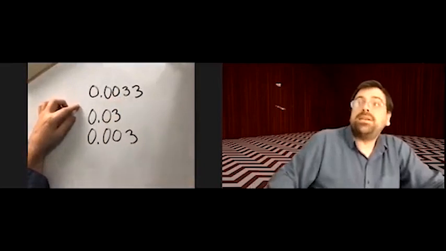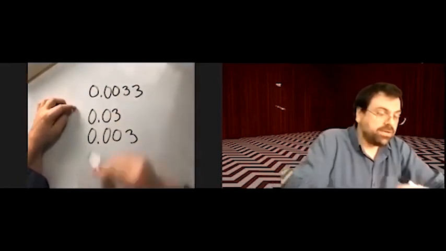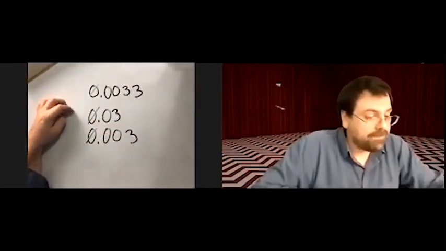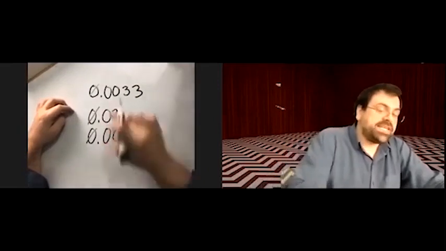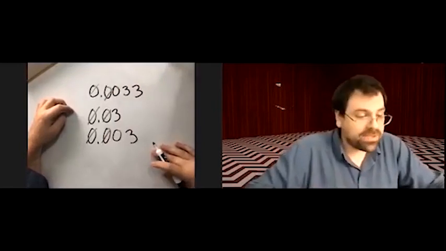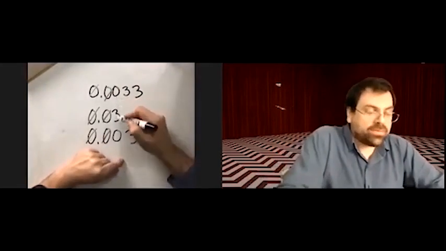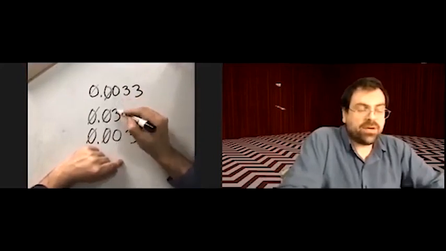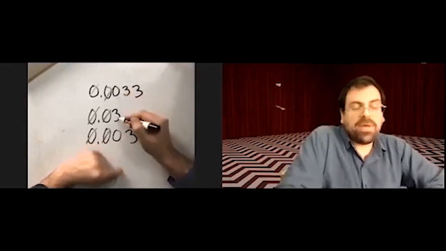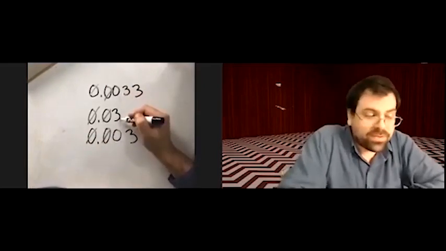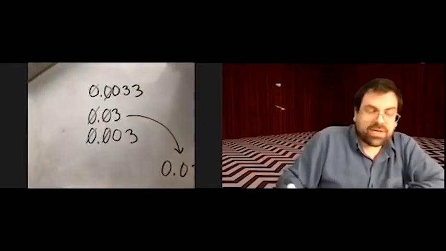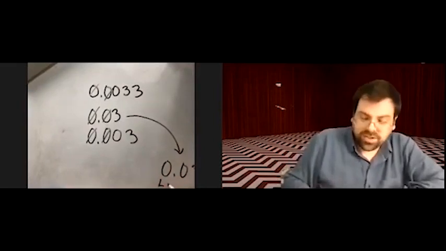Before the decimal point, 0, 0, 0. They're all the same, so it's not going to matter when it comes to ordering. After the decimal point, 0, 0, 0, all the same. Not going to matter when it comes to ordering. Here is where we have our first difference, 0, 3, 0. Now we can't differentiate between the 2 zeros, but 3 is greater than both of those. So 0.033 must be the largest.